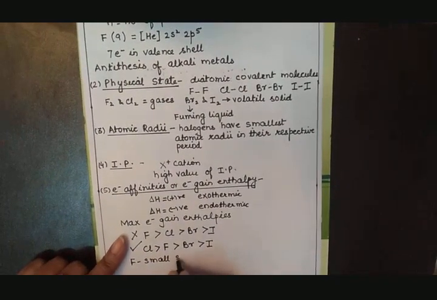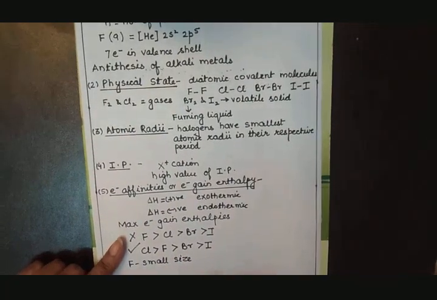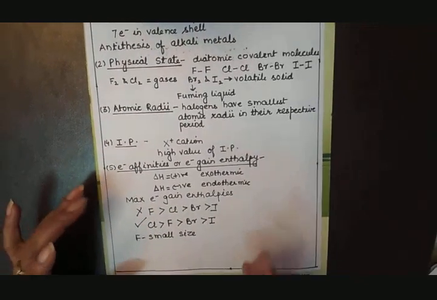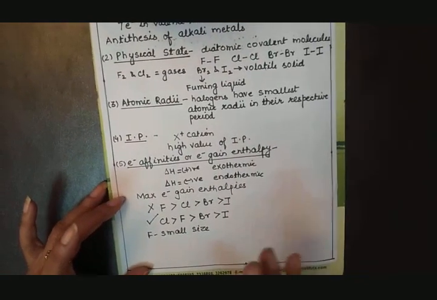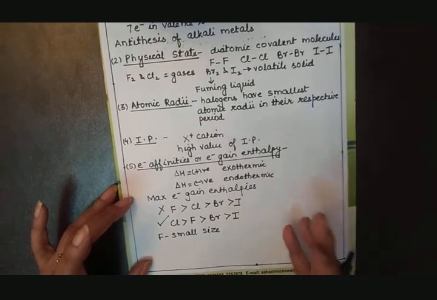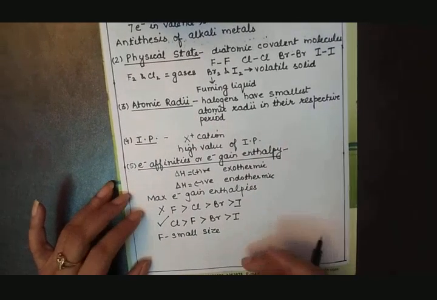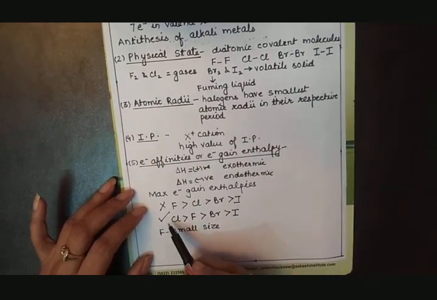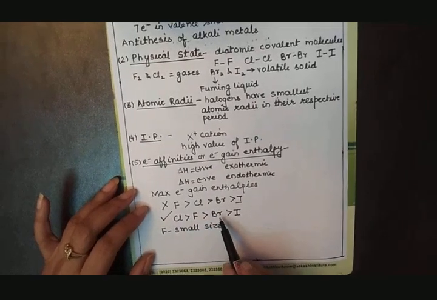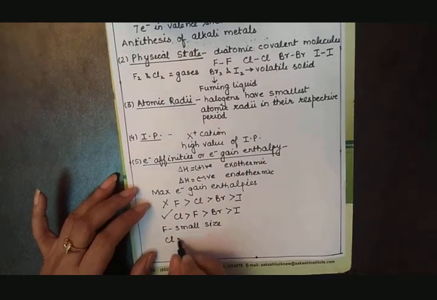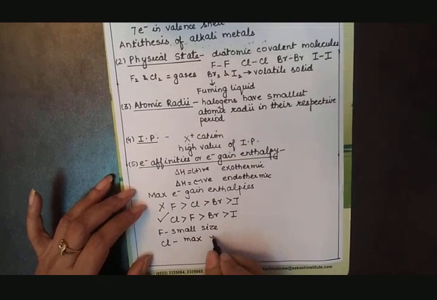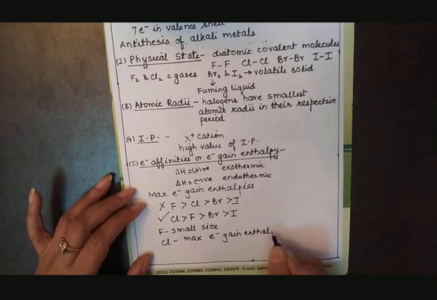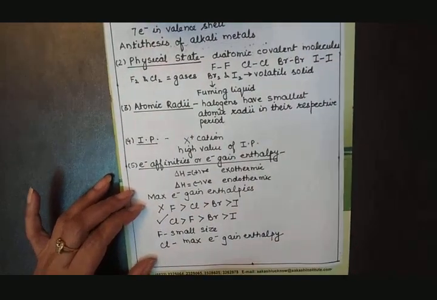Fluorine is small in size, due to which the electron density increases, and during the addition of an electron, repulsions occur. Repulsions occur due to the same charge, and the process of addition of an electron becomes difficult, and the electron affinity of fluorine decreases. Therefore, the correct order is Cl, F, Br, I, and Cl has the highest electron gain enthalpy among all the elements of the periodic table.